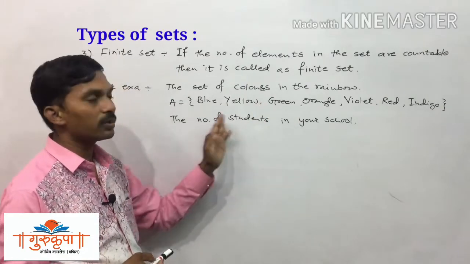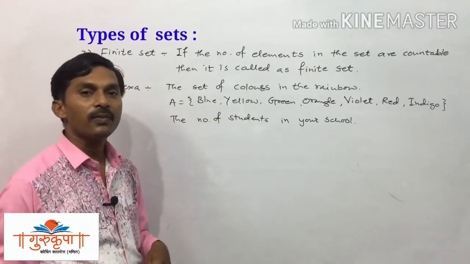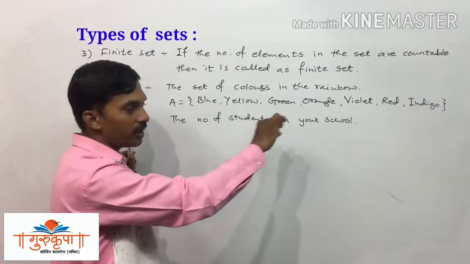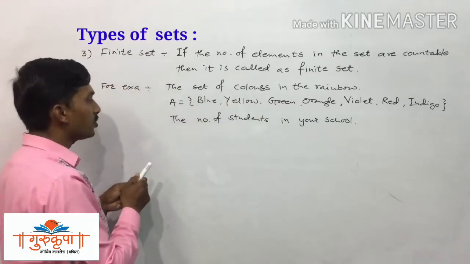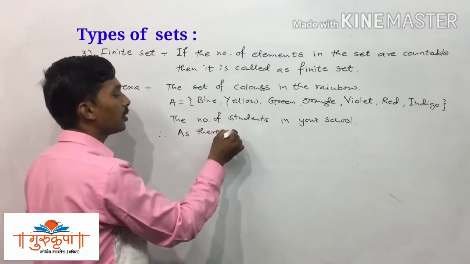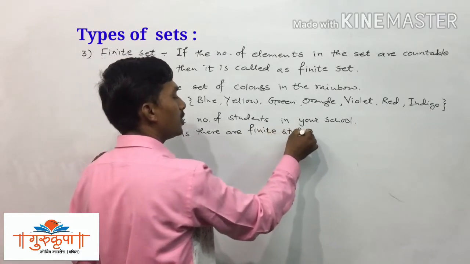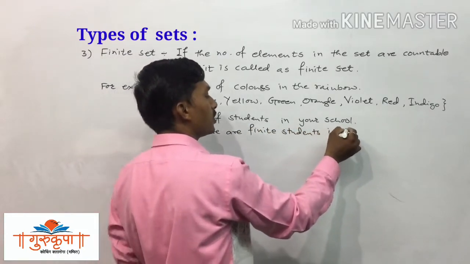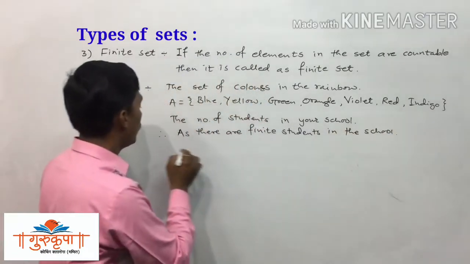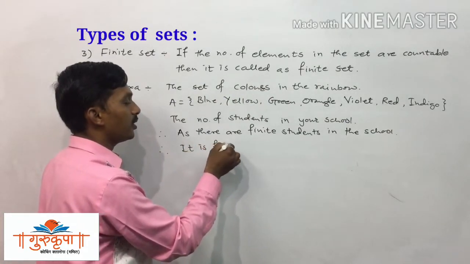It is not necessary to write the set, but you can definitely say that it is a finite set. Now you have to write the reason there. We are unable to write the set, we are unable to make the list, so we have to write the reason. So here we will write: as there are finite students in the school, therefore it is a finite set.